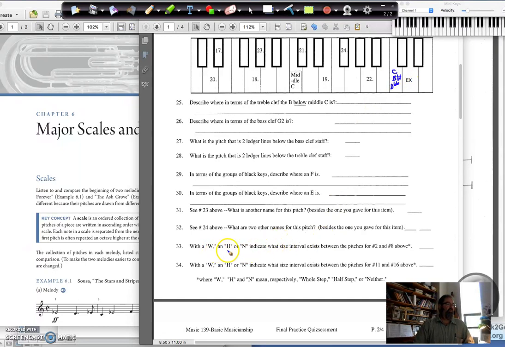With a W, H, or N, indicate the size of interval that exists between, say, numbers 2 and 8 above. This is a lot like what you did in the book, where W is a whole step, H is a half step, and N would be neither. It's probably the case that it's either 3 half steps or 0 half steps in that case. Good to remember that half step is sort of an interval to keep a watch on. And let's go to page 2.